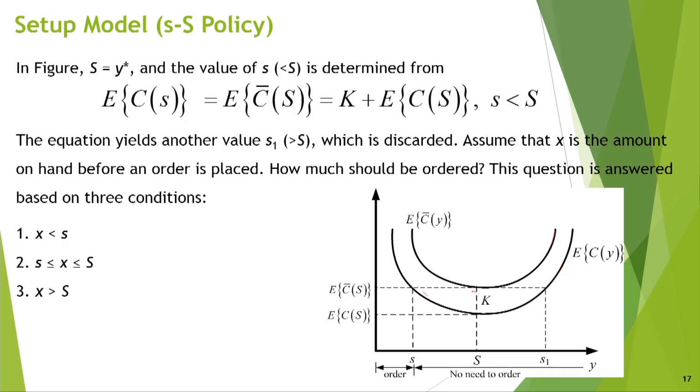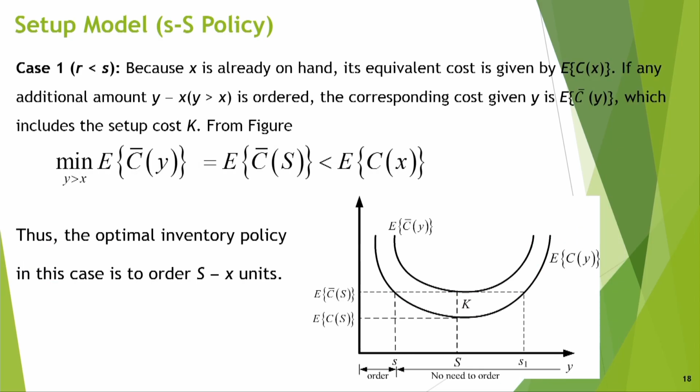Okay. Now, how much should be ordered? This takes different types of cases. Suppose we draw a line from here to here and it cuts this point here, that point is called s and this is S. So, we say that suppose x is smaller than s, that means inventory in hand is smaller than s. Then inventory is between s and S, and inventory is more than S. These three things are there.